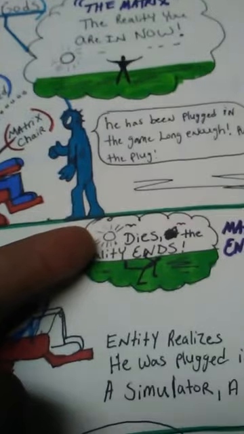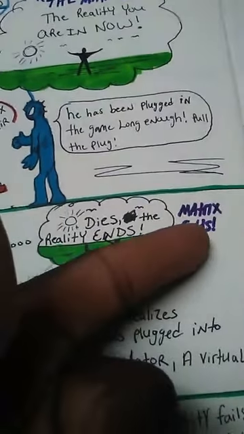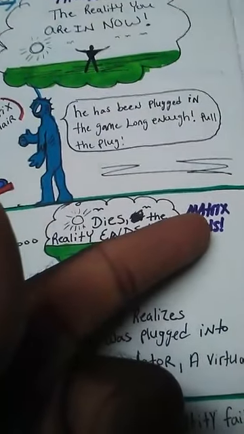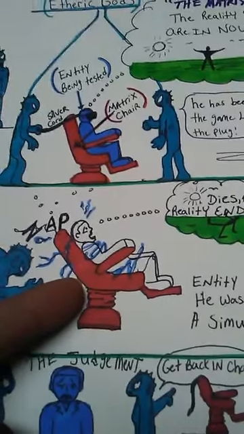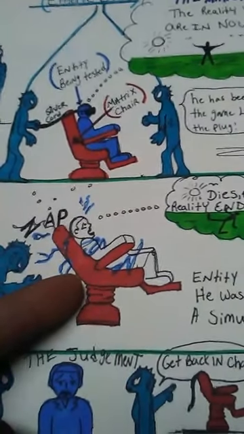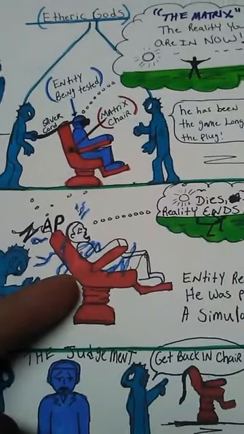So actually, when you die in this reality, you wake up. So let's say you get killed in this reality that you're in. Once you die in this reality, once this matrix ends, which is the reality that you're in, you wake up into the realm of Etheria to realize this was a game that you was experiencing. To realize that this was nothing but a simulated virtual game that they had you plugged into.